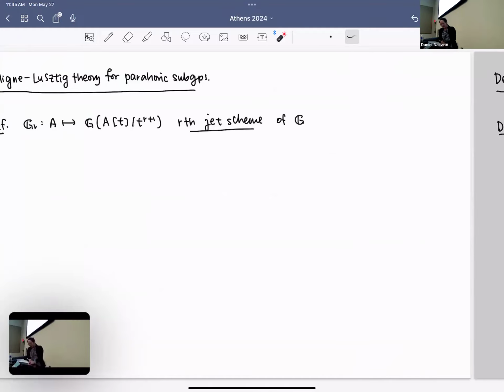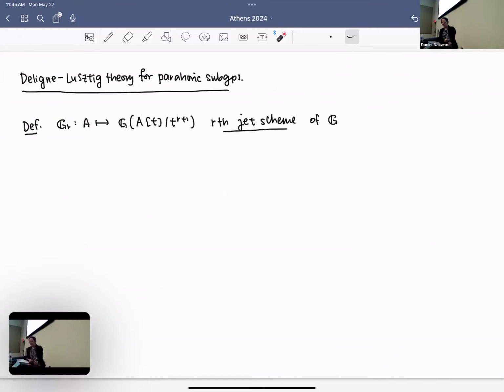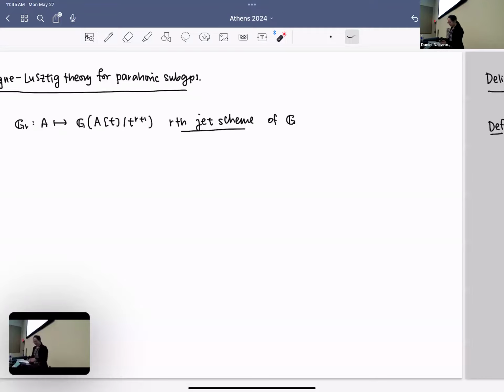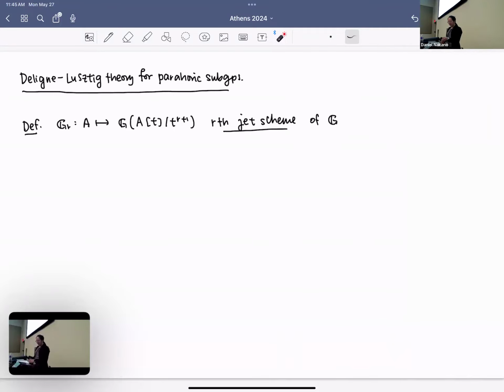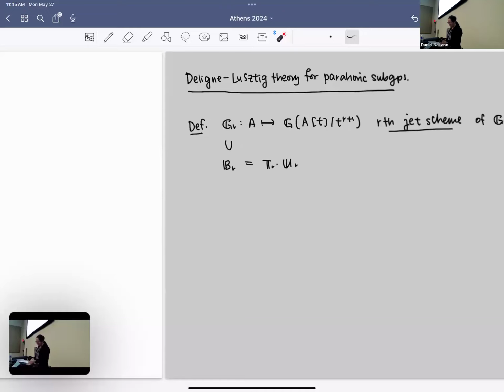So first, let me define what's called a jet scheme. So this is nothing to do with G. This is a general thing. You can take a scheme over Fq, and you can define the jet scheme to be the scheme that takes in some Fq algebra A and spits out the points over this fattened A. And so if you take G to be SL2, then you will get this SL2 of this truncated polynomial ring that I wrote down on the first slide.